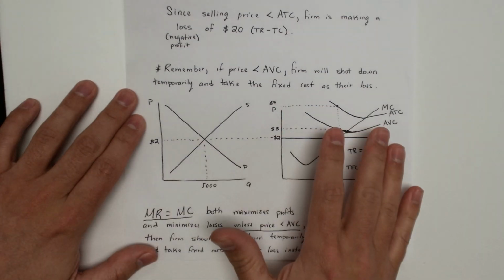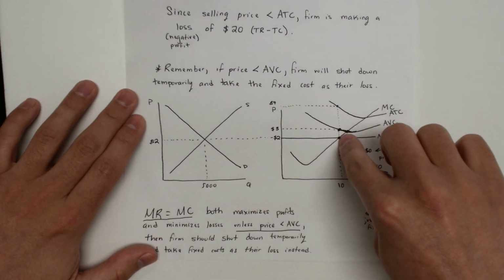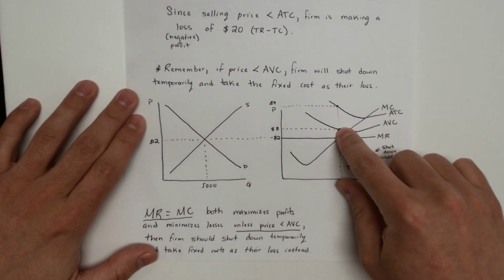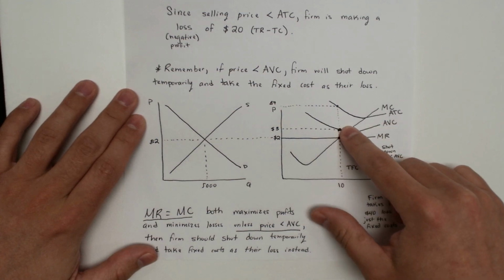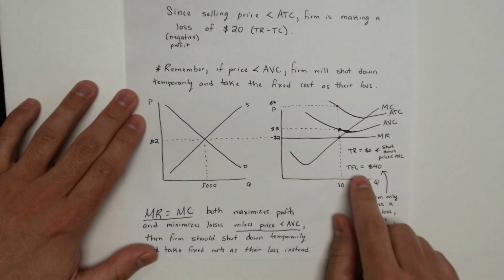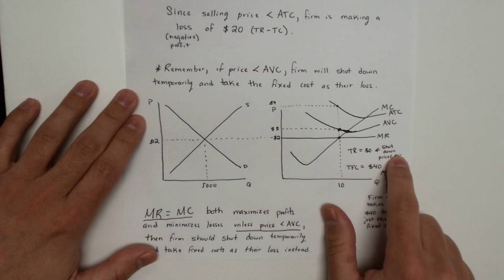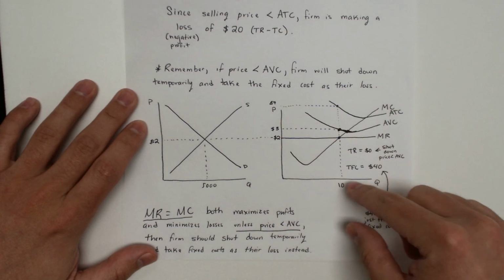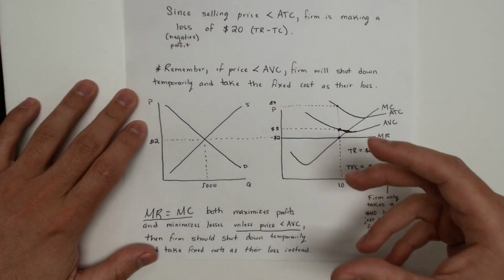They're not going to produce any items because at the profit maximizing quantity, they're actually below their average variable cost. So it's better to just shut down and take your fixed costs as your loss. Since they're not producing any items, their total revenue is $0. They shut down production. However, the firm is going to take their fixed costs as their loss.